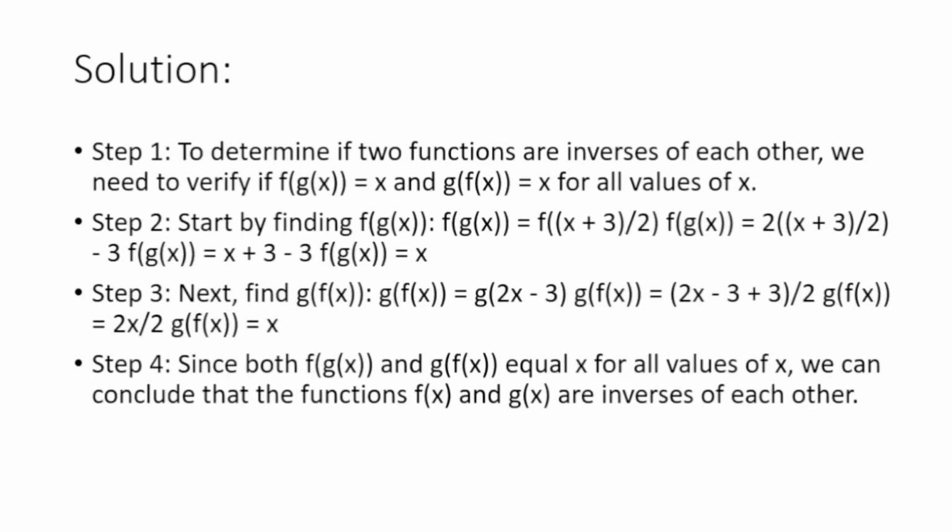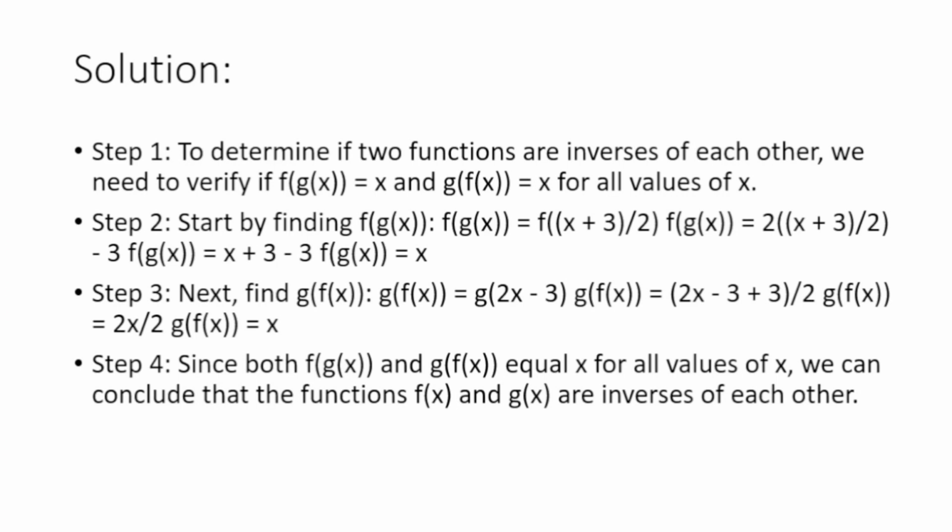Solution. Step 1. To determine if two functions are inverses of each other, we need to verify if f(g(x)) equals x and g(f(x)) equals x for all values of x. Step 2. Start by finding f(g(x)). f(g(x)) equals f of (x plus 3) over 2. f(g(x)) equals 2 times (x plus 3) over 2, minus 3. f(g(x)) equals x plus 3 minus 3. f(g(x)) equals x.